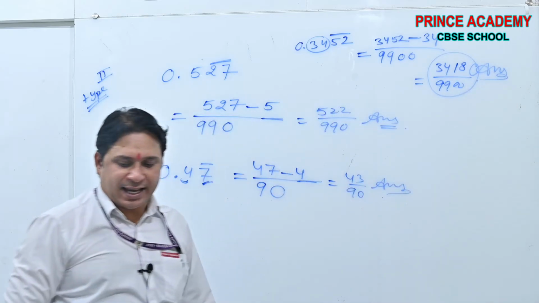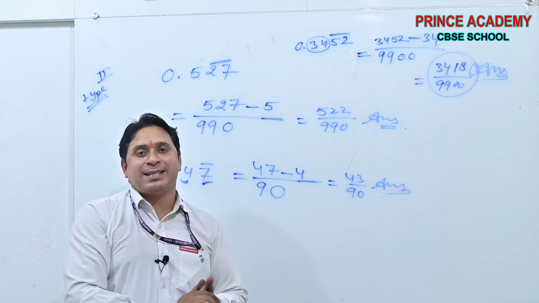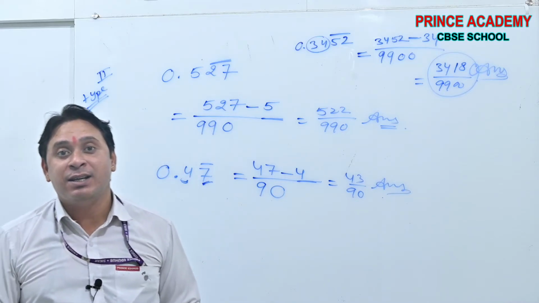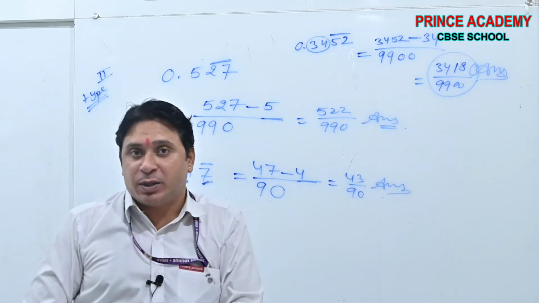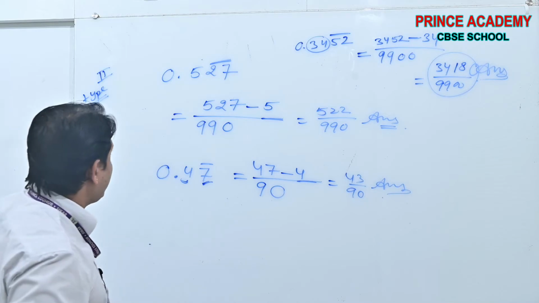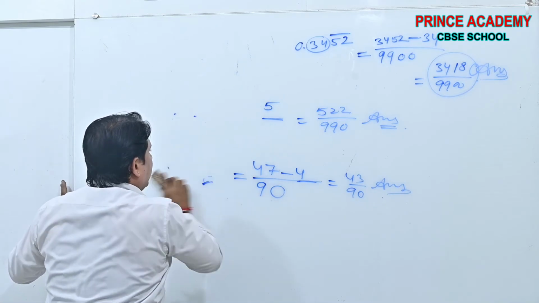Okay beta, this is the second type where before decimal was 0, but after decimal was 1 or 2 or 3, a number of non-repeating digits. Okay, done. See, this is the second type.